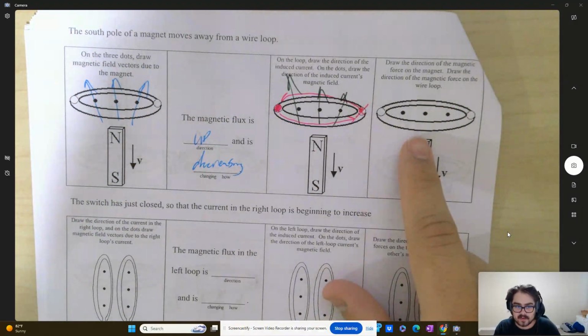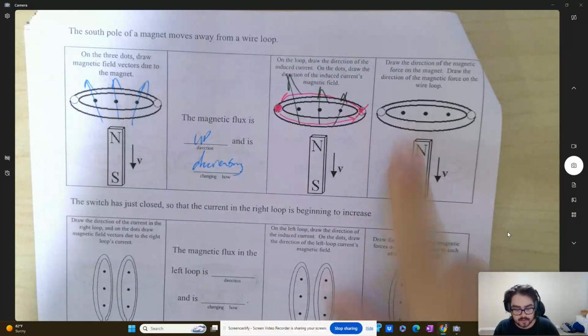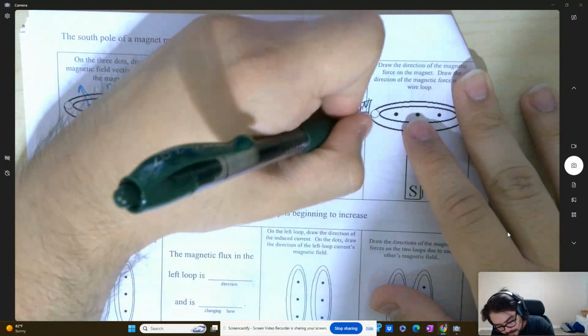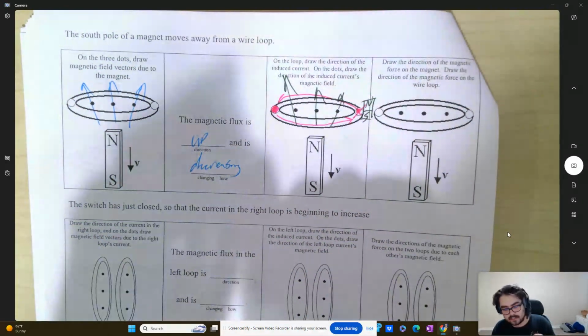And what will happen here is that this is like a bar magnet where it has the north pole going up and south pole going down. So they should be attracted to each other.